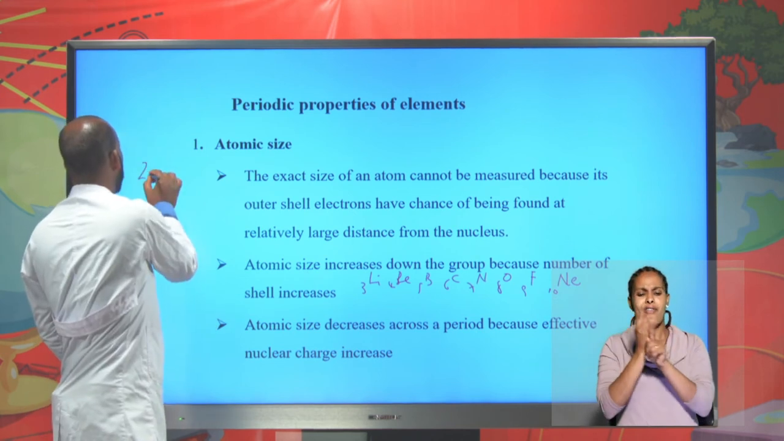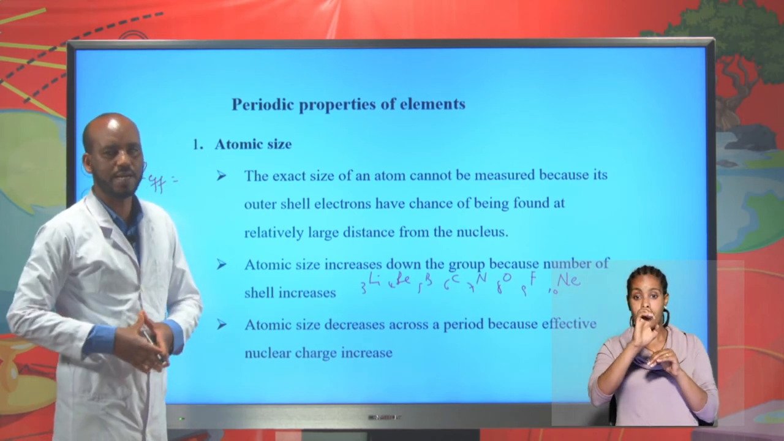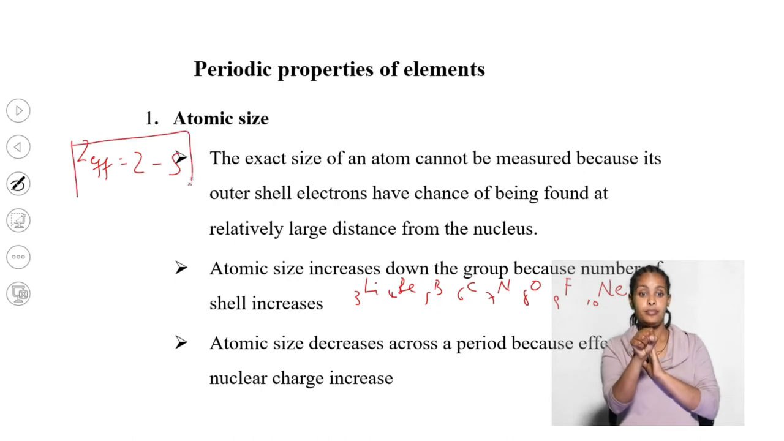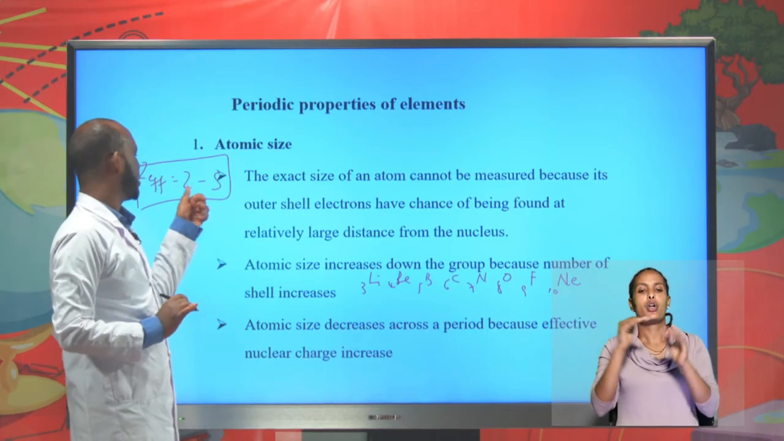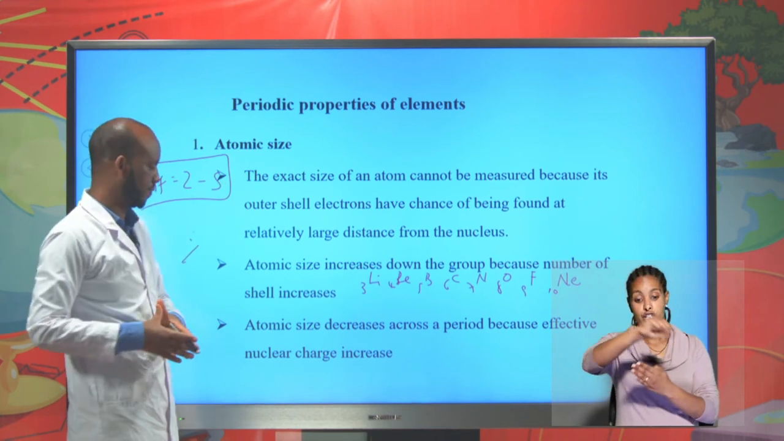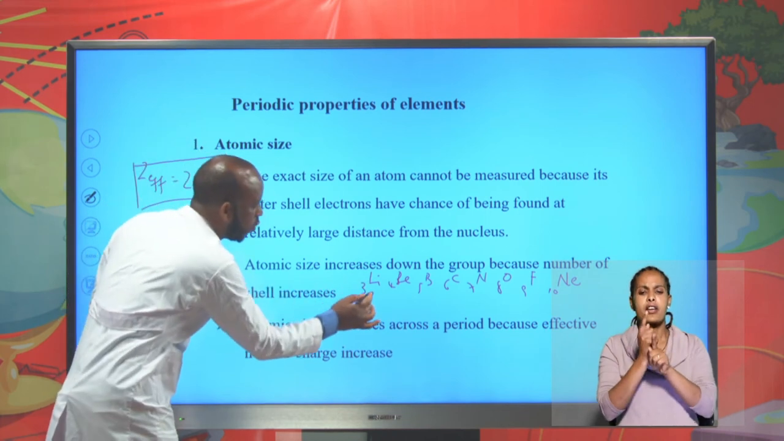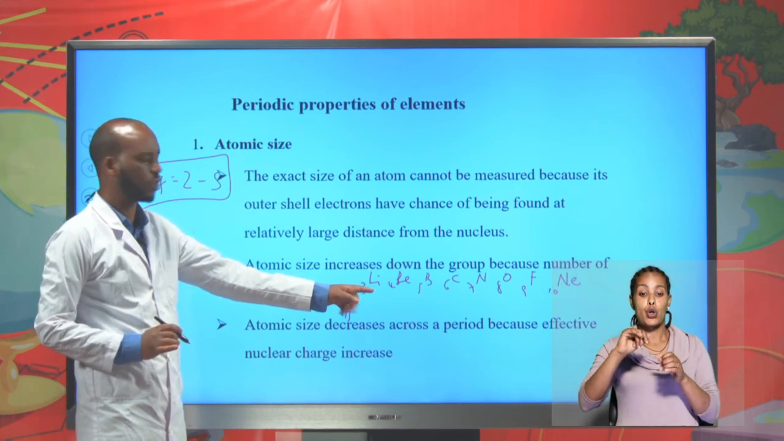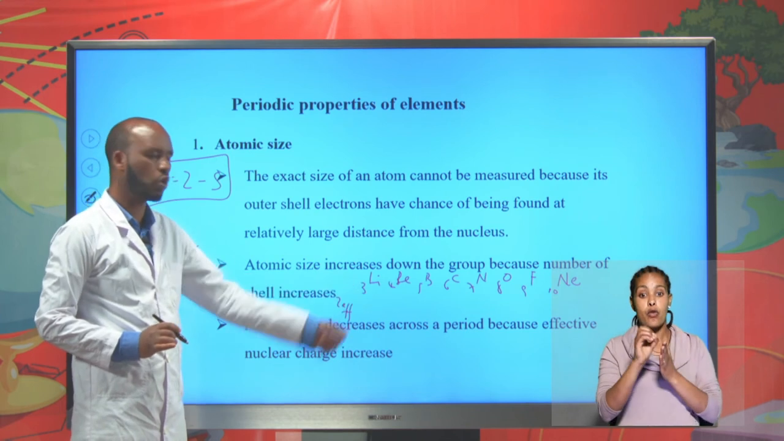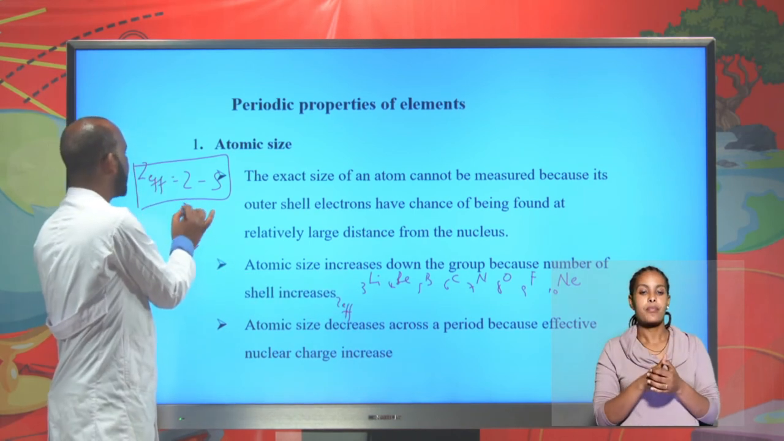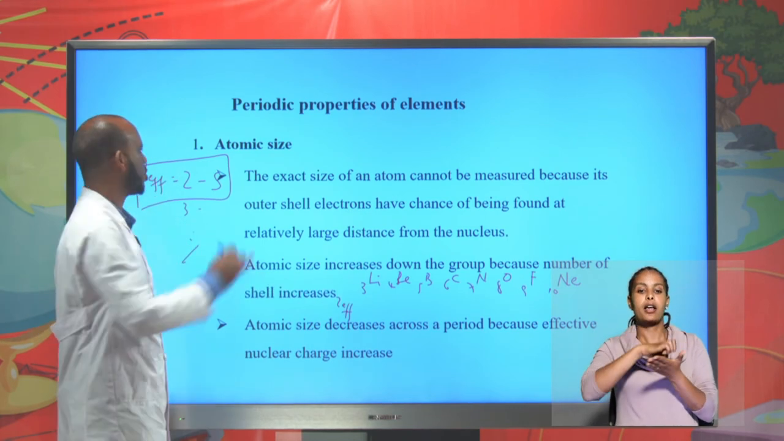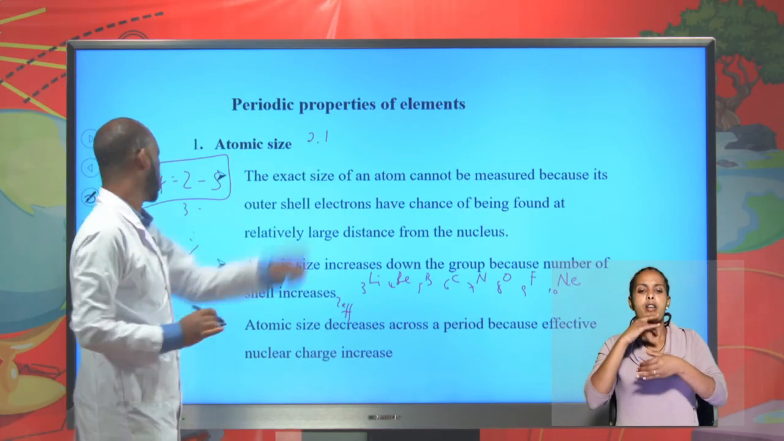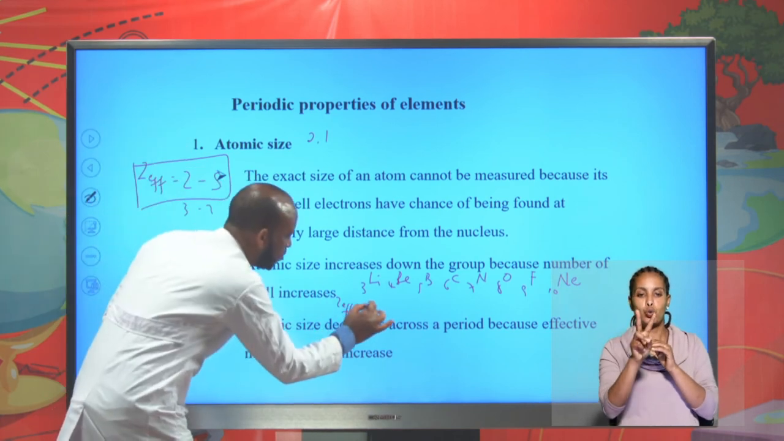Therefore, the effective nuclear charge equals the actual nuclear charge Z minus the shielding electrons S. Now, the effective nuclear charge for lithium: the actual nuclear charge of lithium is the number of protons, 3, minus the shielding electrons. Lithium's electronic configuration is 2-1. The electrons that cover the outer energy level are 2. Now 3 minus 2 is plus 1.